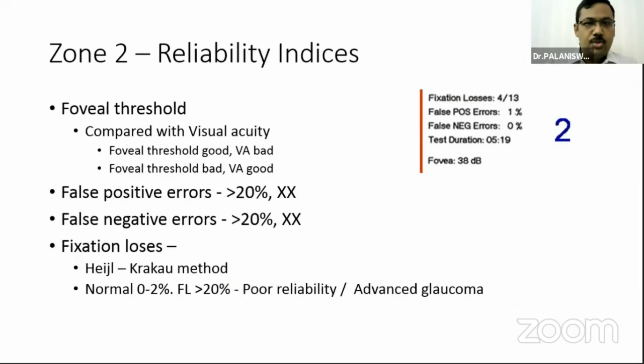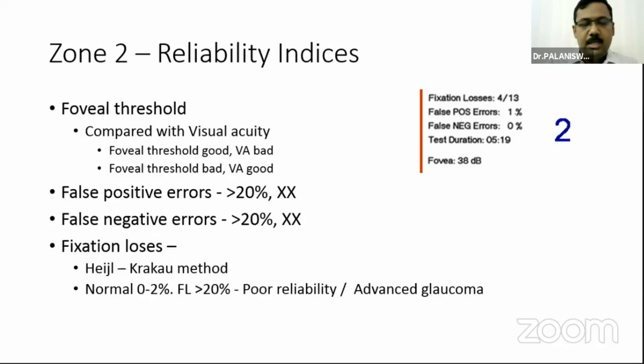Zone 2 is the reliability indices. This tells us whether a field is reliable or not. So we have the foveal threshold. The foveal threshold should always be compared with the visual acuity. Then we have the false positives and the false negatives. They need to be less than 20%. If they are more, it's an unreliable field and we get a XX symbol.